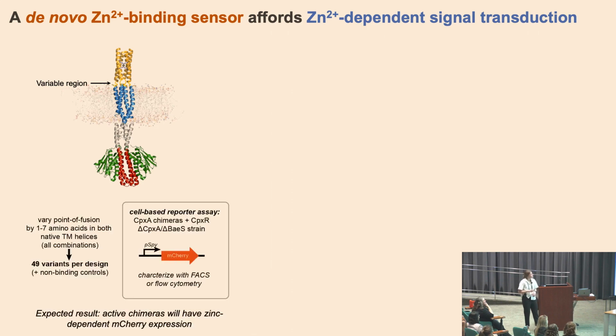And so I cloned a small library of mutants where the only thing that varies is the point of fusion into the scaffold. And I devised a cell-based assay where you can directly measure signal transduction as a transcriptional readout. And all of this is done in E. coli. So I can clone in a single step, transform in a single step, and screen the library by flow cytometry or FACS. And the expected result is that if the kinases are actually active, we'll have zinc-dependent mCherry expression.